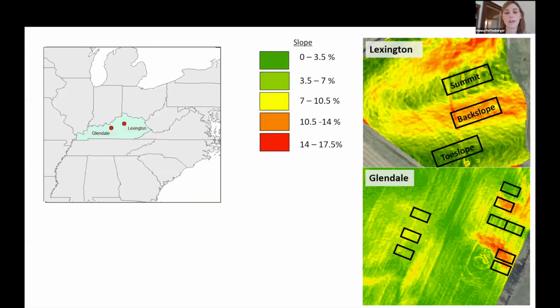And so we had 2 sites picked out, one in Glendale and one in Lexington, and we identified hill slopes within these fields. And so you can see here in the Lexington site, we had plots laid out in the summit, the back slope, and the toe slope, and that back slope is showing the highest slopes, as you might expect. And then in the Glendale field, we actually had 3 separate hill slopes, and that's what those small boxes represent.